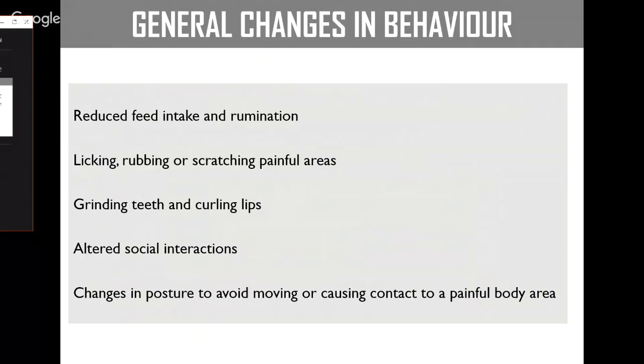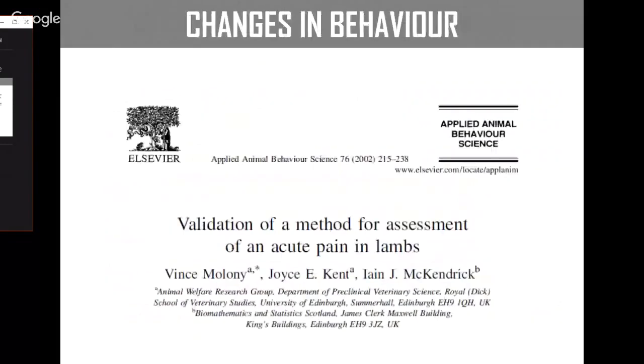And then we have what we may call specific changes in behavior, which are changes that happen only when sheep feel pain due to a particular cause of pain. And this is a very classical, good study by Maloney and colleagues looking at the validation of a method to assess acute pain in lambs, and they basically look at changes in posture to assess a pain in the rear part of the lamb's body.